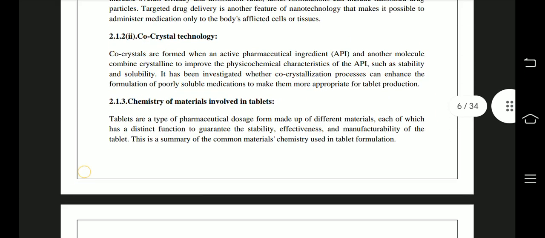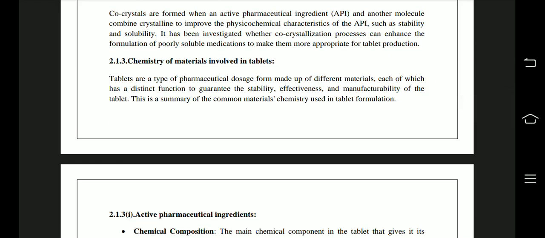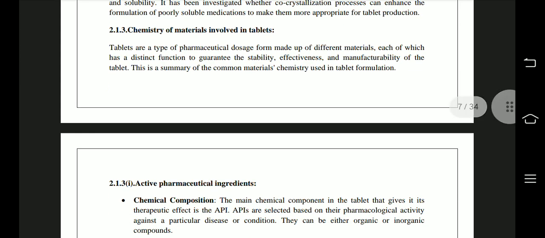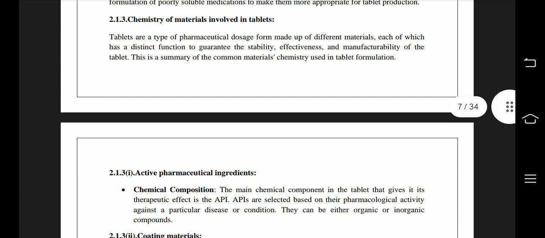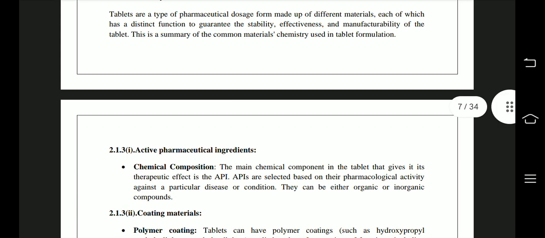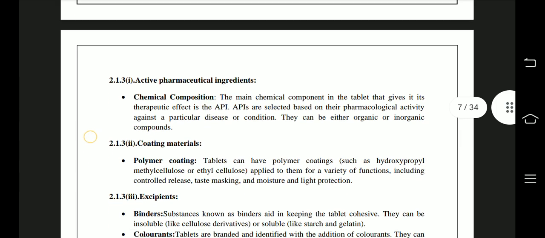Now, I will explain here chemistry of materials involved in tablets. Tablets are a type of pharmaceutical dosage form made up of material, each of which has a distinct function to guarantee the stability, effectiveness, and manufacturability of the tablet. This is a summary of the common materials chemistry used in tablet formulation.